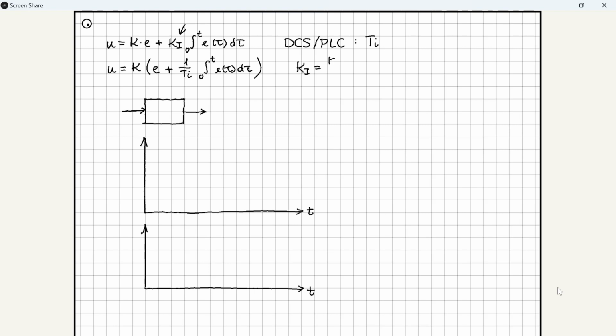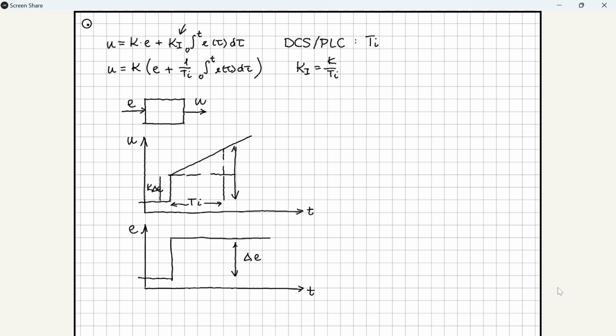We can interpret the meaning of Ti by picturing the controller as a block with input E. We would like to know how U reacts to a sudden change in E. We draw this sudden change over time as a step with height delta E. As a result, the proportional part of the controller output will jump by K times delta E. The integral part will increase with the slope K over Ti. This means that after time Ti, U has grown to double the initial jump, 2K times delta E.